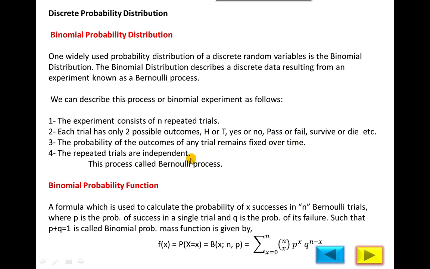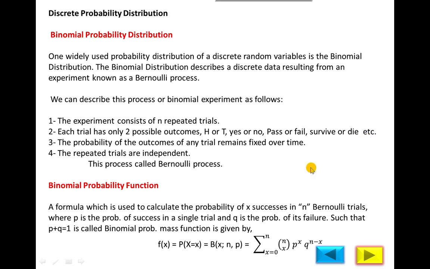Number four, the repeated trials are independent. I have already explained this characteristic in independent events. If you throw a coin one time, two times or three times, the outcome will be independent. If you throw a coin 10 times and 9 times head appears, the 10th time may be head or tail; both are independent, not dependent. This process is called a Bernoulli process. The most important characteristic of the binomial probability distribution is that each trial has only two possible outcomes: head or tail, yes, no, true, false, success, failure, pass, fail, 0, 1, etc.